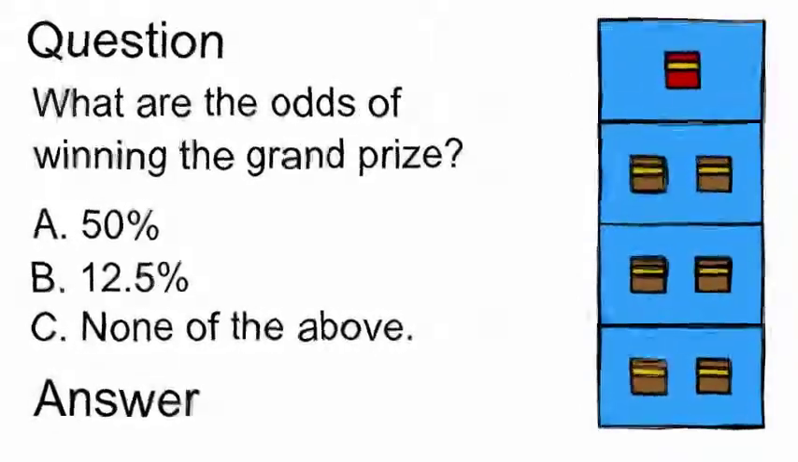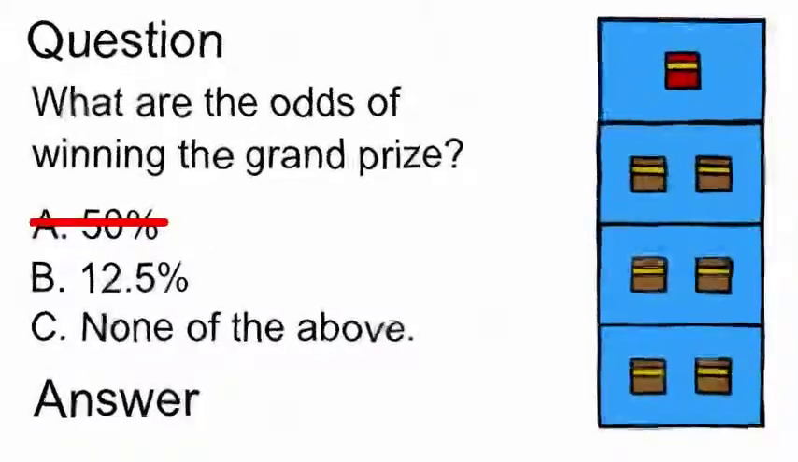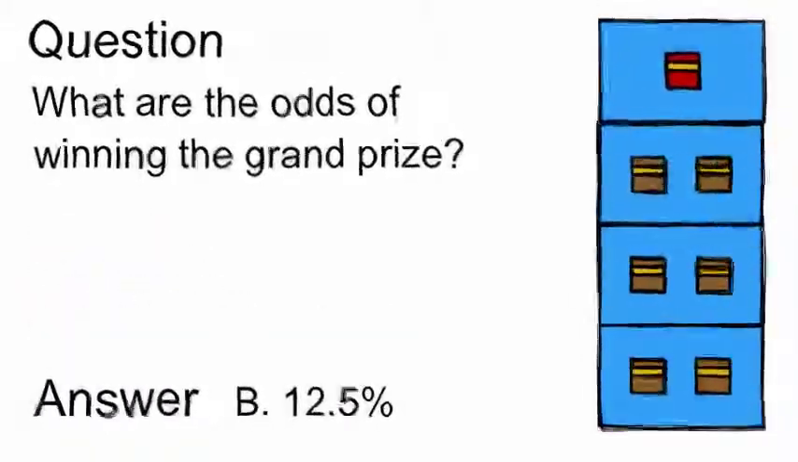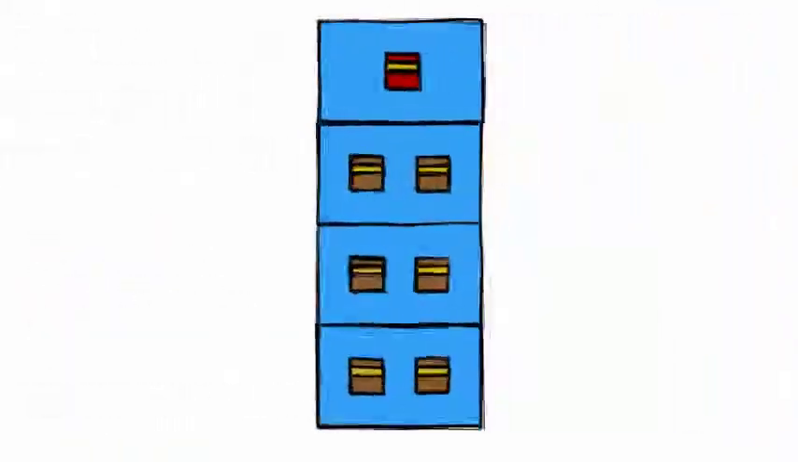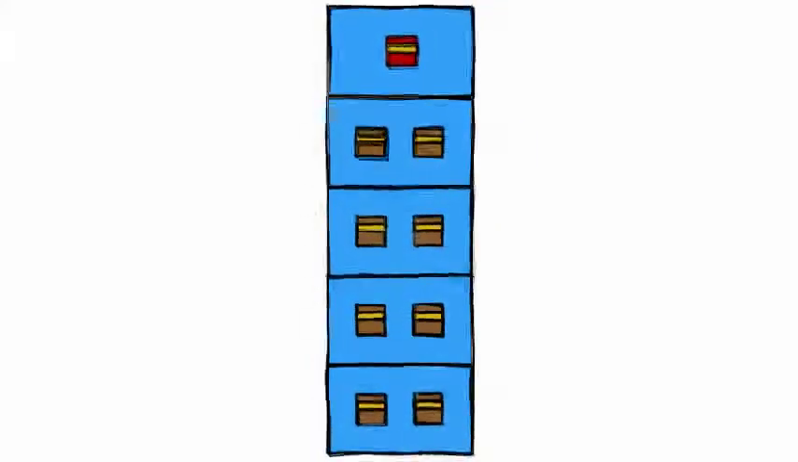Answer: some of you may be surprised to find that the answer isn't A, 50%. The answer is B, 12.5%. To get the grand prize, you need to get the key in all 3 chambers, not just one. The odds of winning the grand prize diminishes the more chambers you add to your minigame.